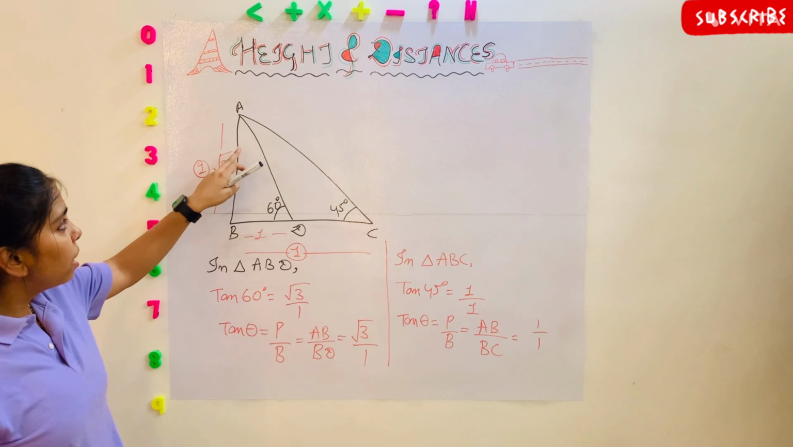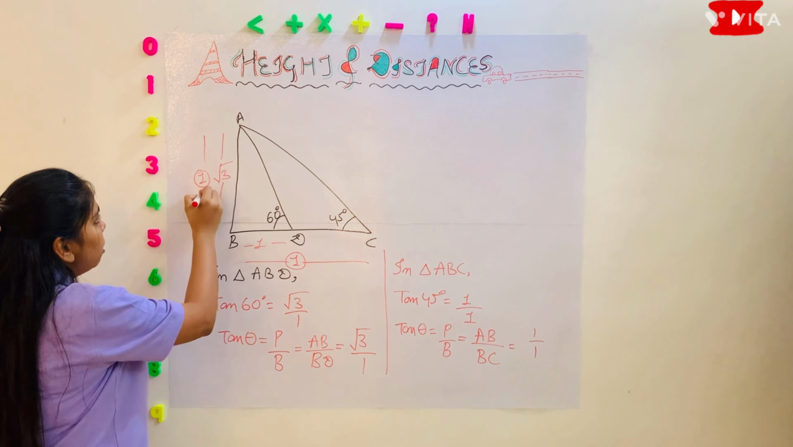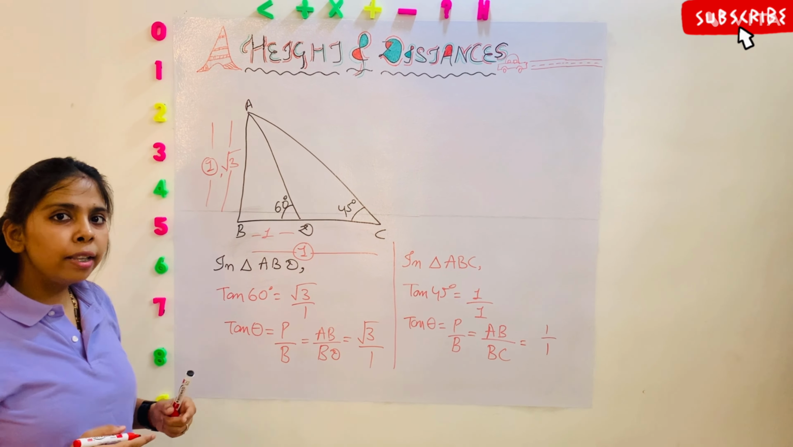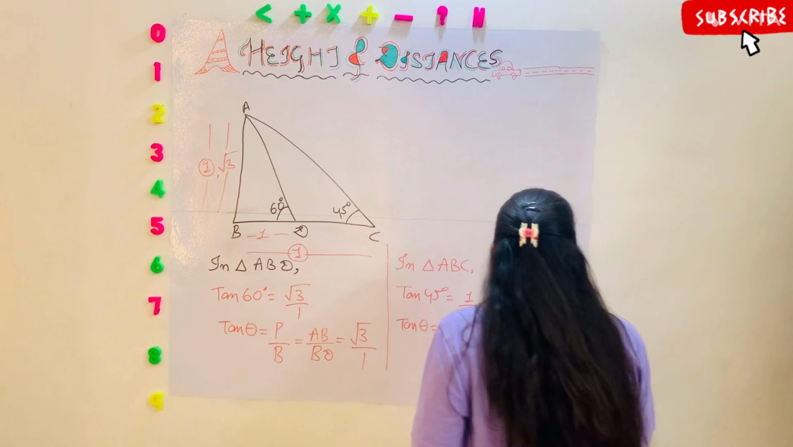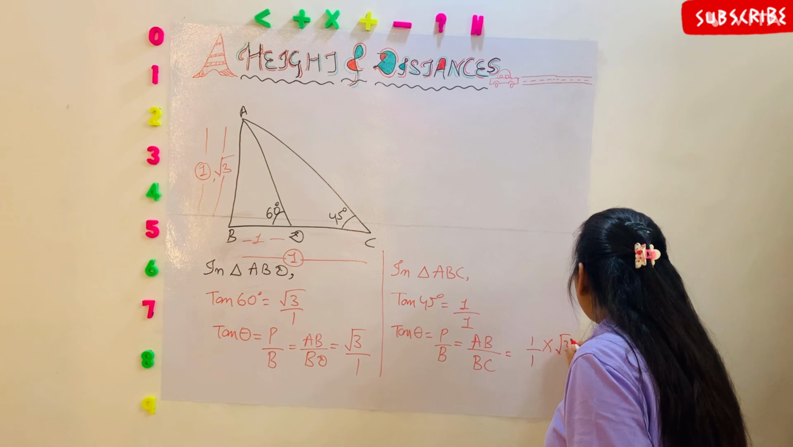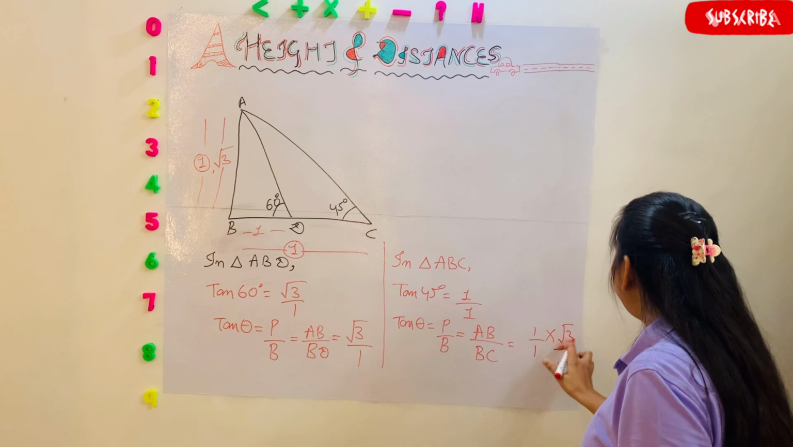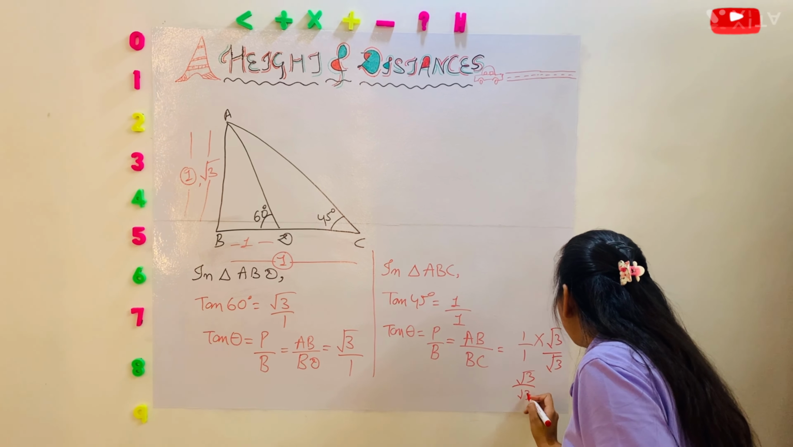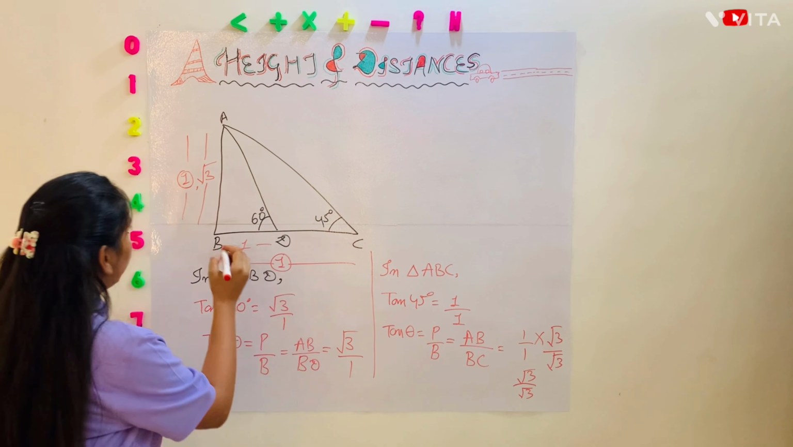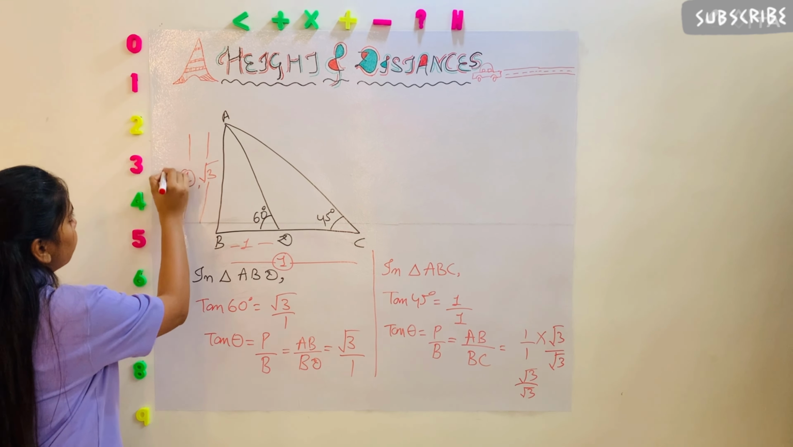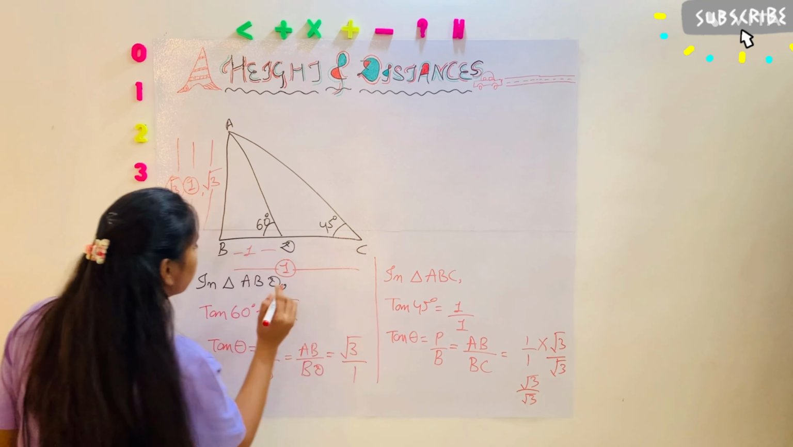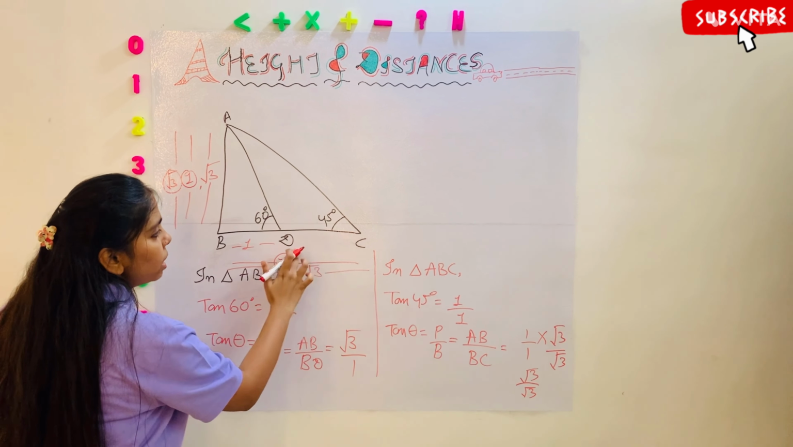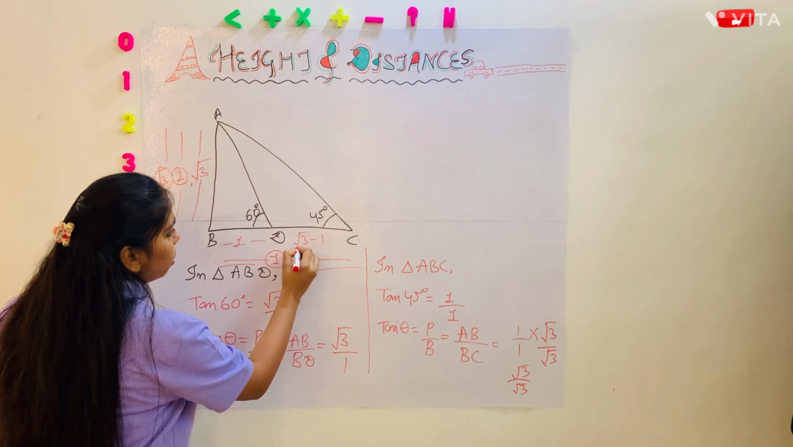So we are noticing that the value of AB is different, that is 1 and under root 3. We need to make sure that the value of AB is equal. So we will get the equal value of AB by multiplying under root 3 in both numerator and denominator. So the value of AB is under root 3, and the value of BC is also equal to under root 3. So the distance between DC is equal to under root 3 minus 1.